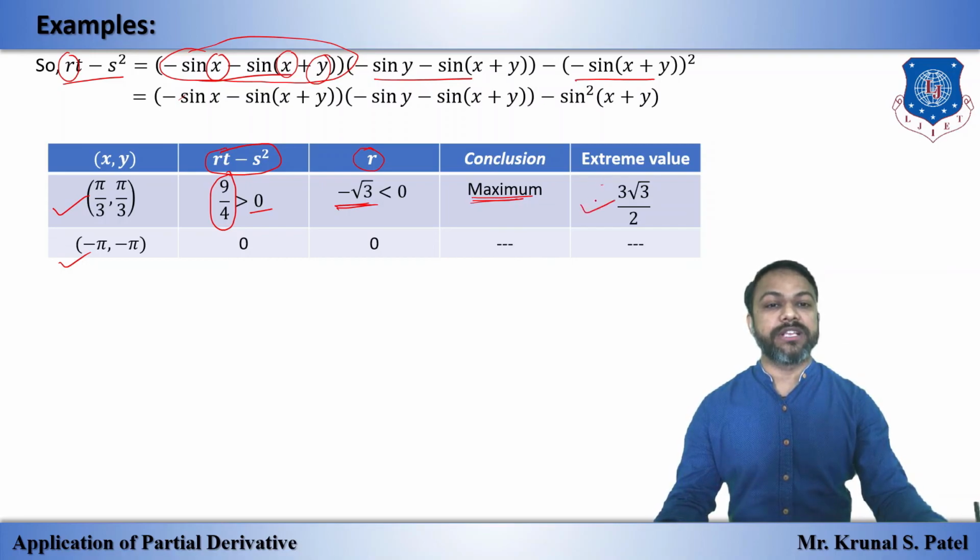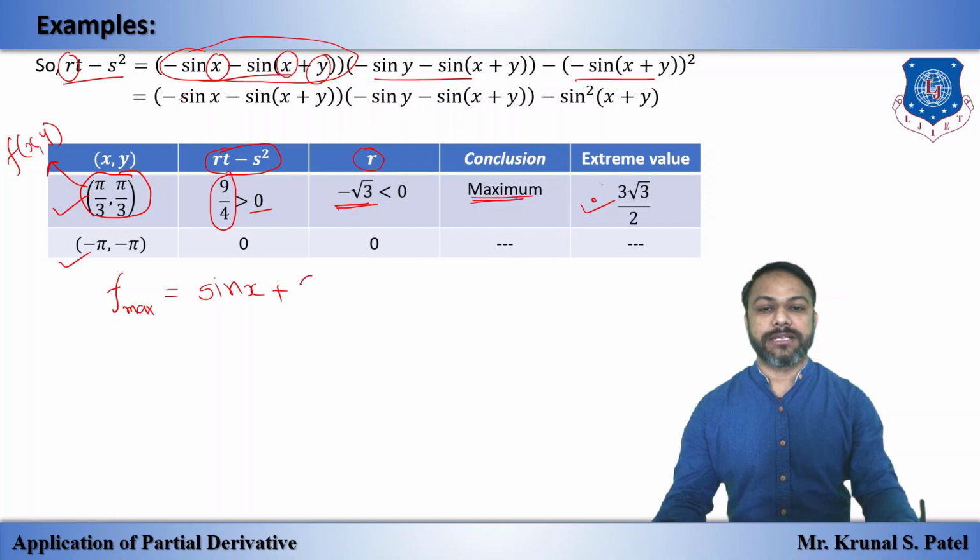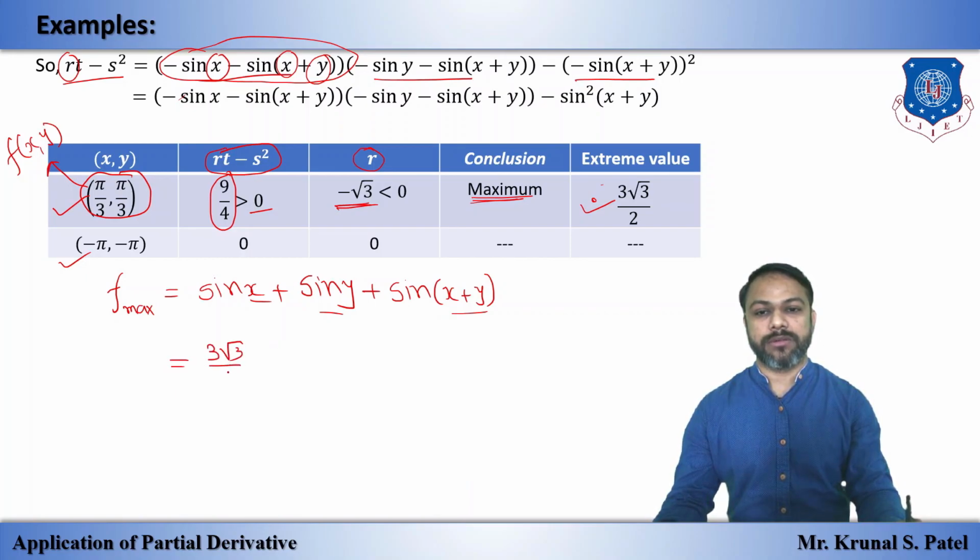And the maximum value is obtained by putting this point pi by 3 into the given function f of x comma y, and we will get 3 into root 3 by 2. You have to show that process. f maximum is equal to, okay, we have the function sin x plus sin y plus sin of x plus y. So you have to put the values of x and y here, and by simplifying you will get 3 root 3 by 2 as our f maximum. You have to show this process.